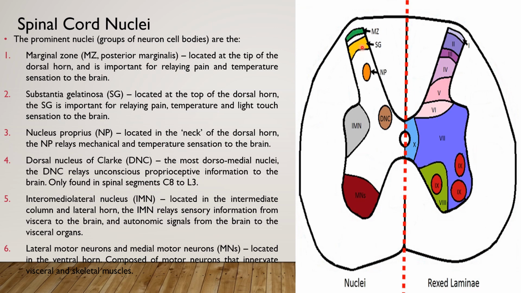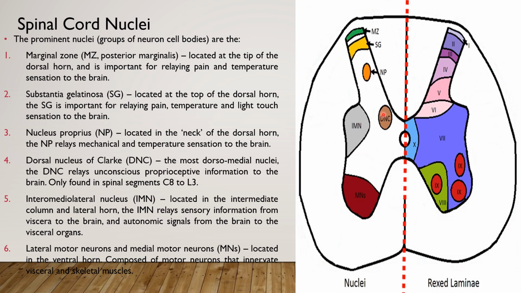Next to that we can see substantia gelatinosa. The short form is SG. It is located at the top of the dorsal horn. It relays pain, temperature, and light touch sensation to the brain. Third is NP, that is nucleus proprius. It is located in the neck of the dorsal horn. It relays mechanical and temperature sensation to the brain.